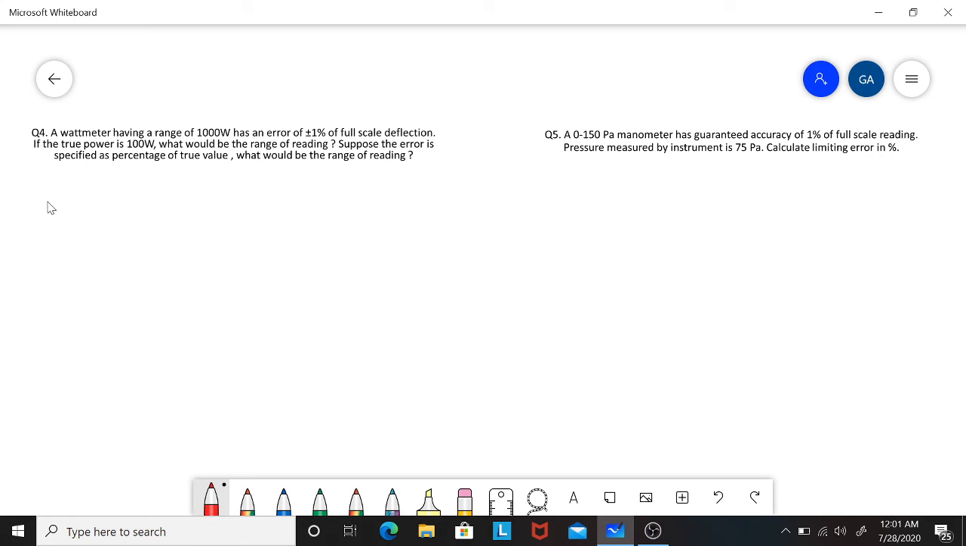Now in this numerical you can see the question is saying: a wattmeter having a range of 1000 watt has an error of 1% of full scale deflection. If the true value is 100 watt, what would be the range of the reading? And suppose the error is specified as percentage of true value, then what would be the range of reading? So let's start with it.